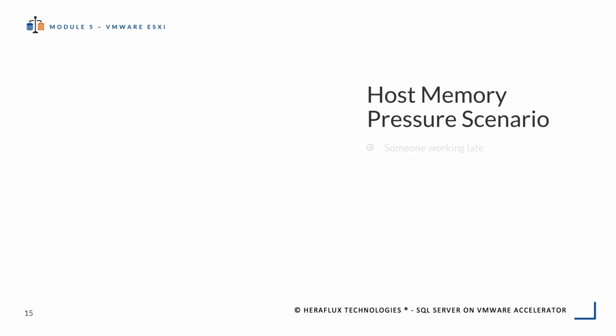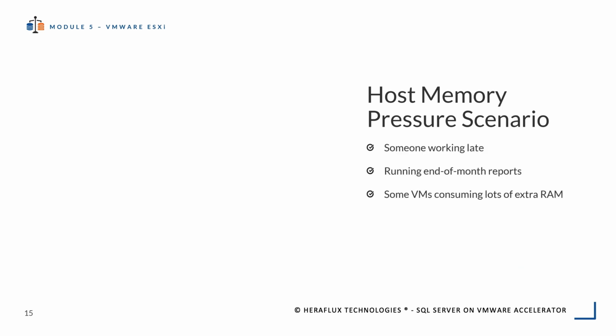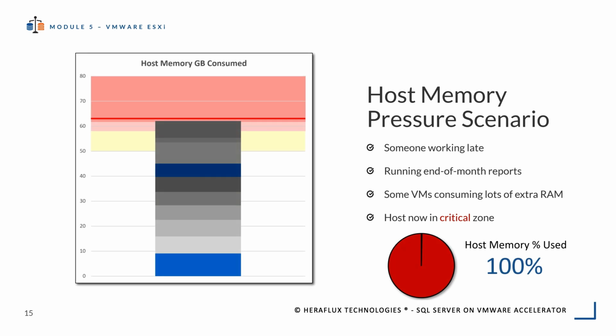Uh-oh, someone is working late and running end-of-the-month reports that happen to use memory on a few of the virtual machines. The consumption of these virtual machines then grows and consumes 100% of the memory available on the host. These virtual machines do not know that they have pressured the host into running out of memory. The situation is now critical.